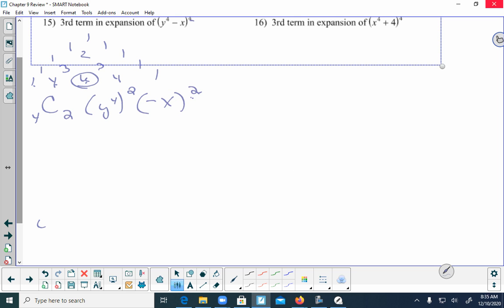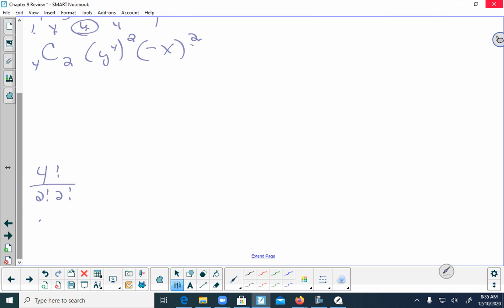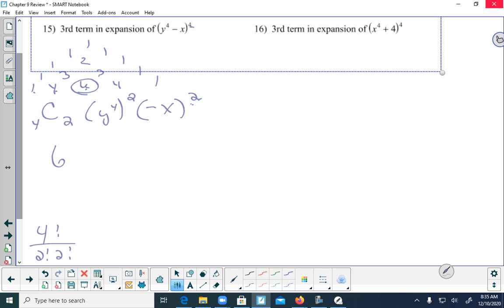And let's see if it is 4 factorial over 2 factorial, 2 factorial. So this is 4 times 3 times 2 factorial over 2 times 1 times 2 factorial. Those will simplify, and I do get 6. So my coefficient is 6. Y to the 4th squared will be y to the 8th. This negative x squared will just be a positive x squared. And so my third term is 6y to the 8th x squared.